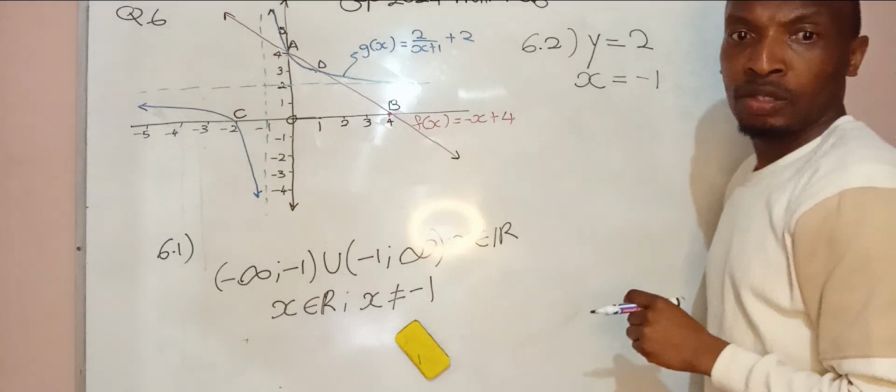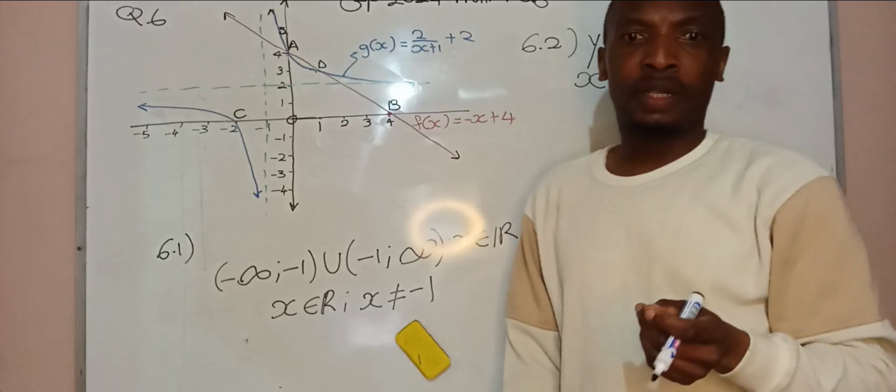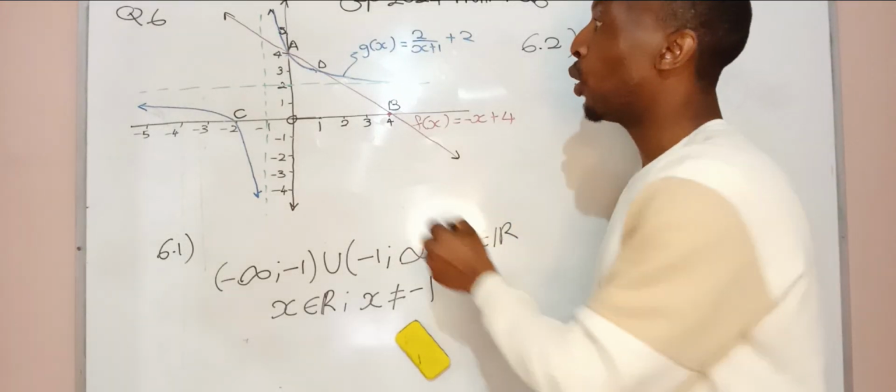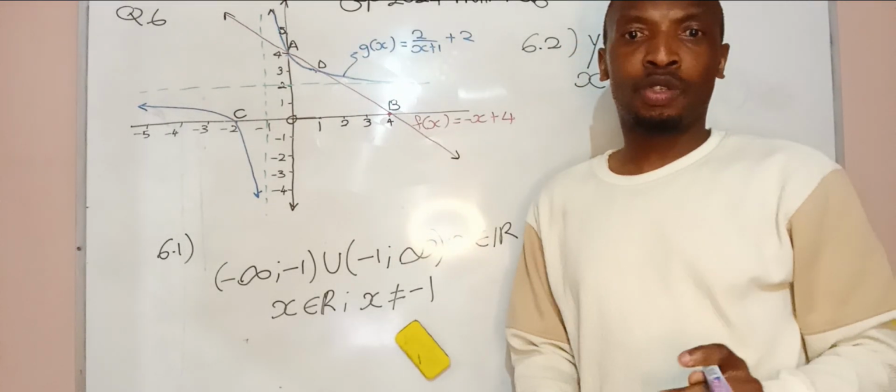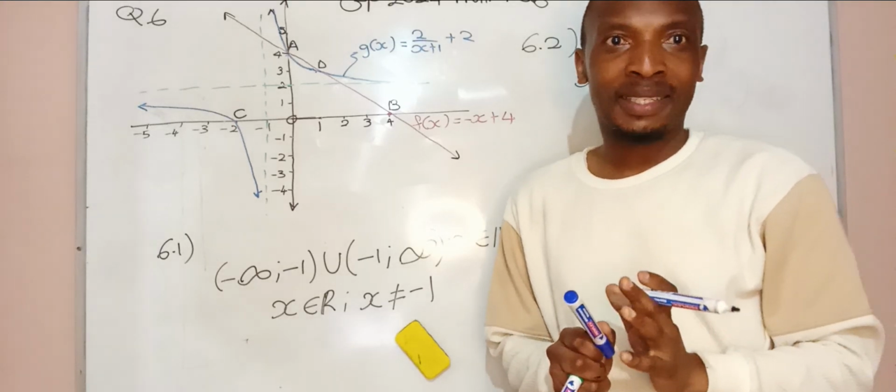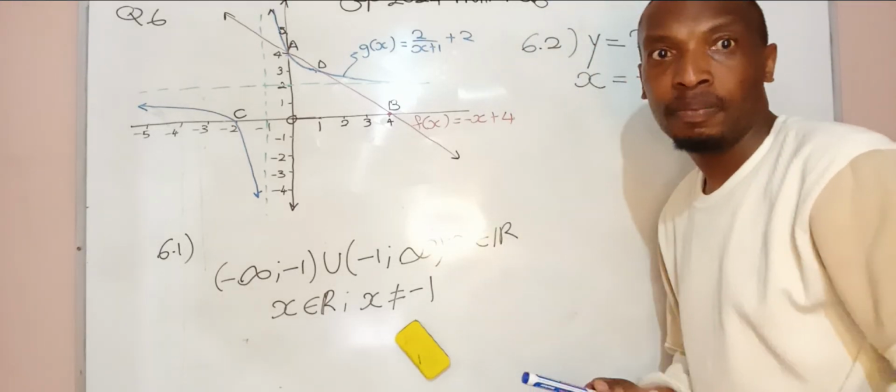Right, now they want us to work out in 6.3 the coordinates of point D, and D happens to be the point of intersection of the two graphs.